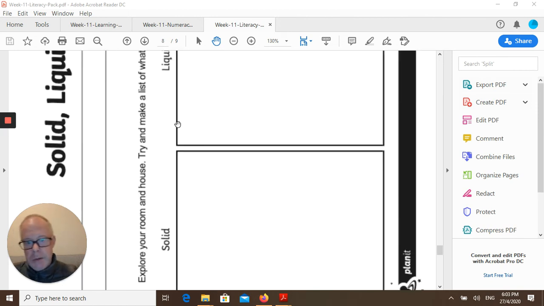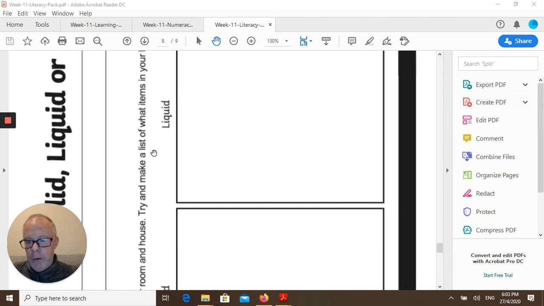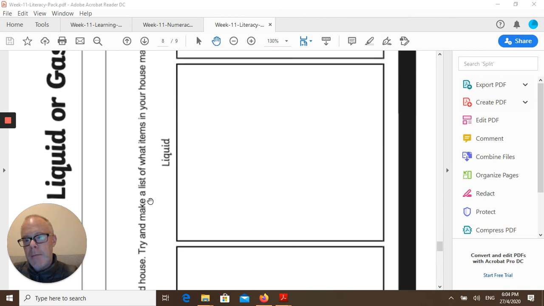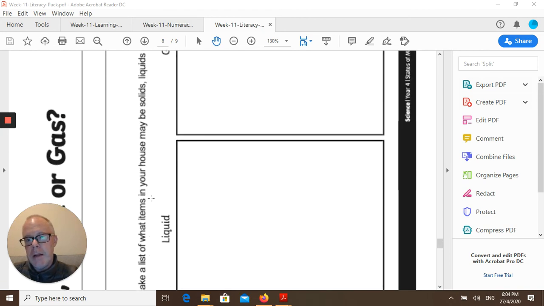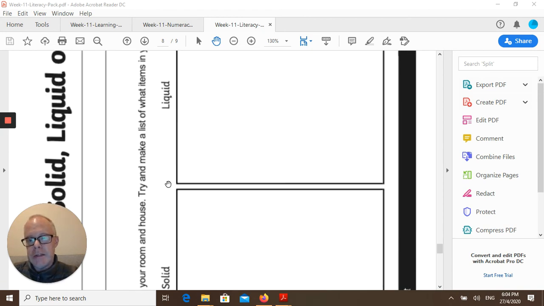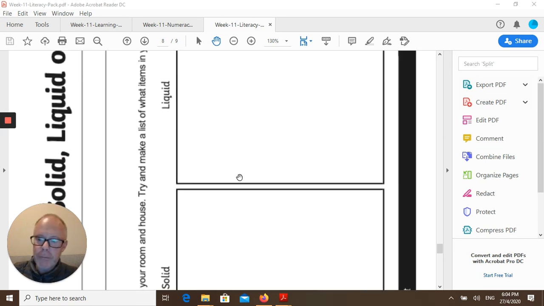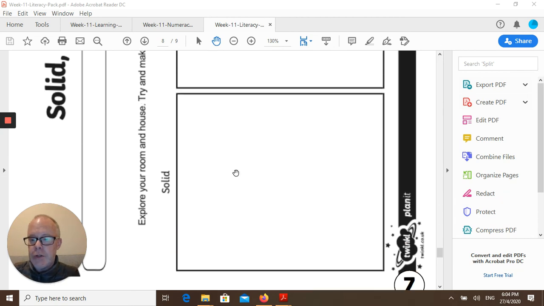All right, and the second page of your homework is kind of fun. It's on its side here, as you can see. I'm not going to turn it back around the right way. I'm sure you can read it yourself. It says, explore your room and house. Try and make a list of what items in your house may be solids, liquids, or gases. So you've got a box for solids, a box for liquids, and a box for gases. So have a wander around your house, see what you can find.